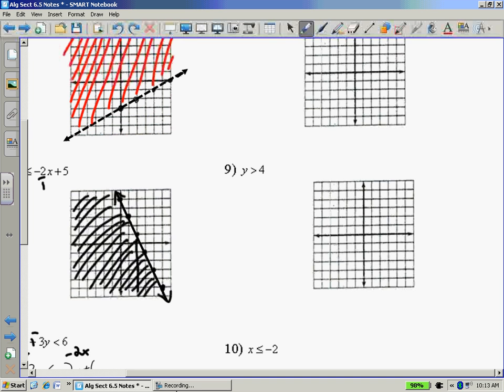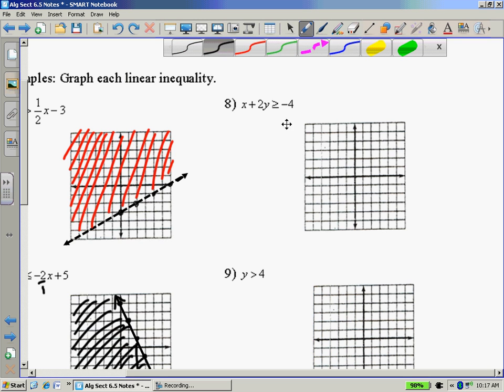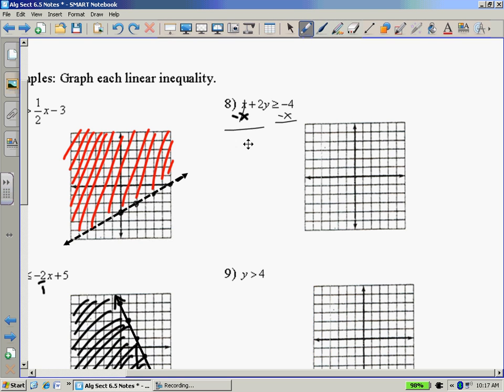Okay, and let's look at number 8. First things first, we have to get it into slope-intercept form, so we're going to subtract x from both sides. Get the right size marker here. We have 2y is greater than or equal to the opposite of x minus 4. And we have to divide by 2. And to make this easier on ourselves, let's go ahead and put a 1 in front of the x just to help you visualize what's happening here.